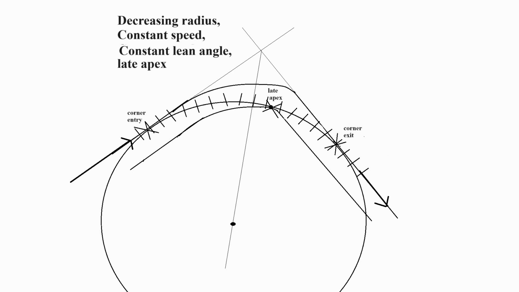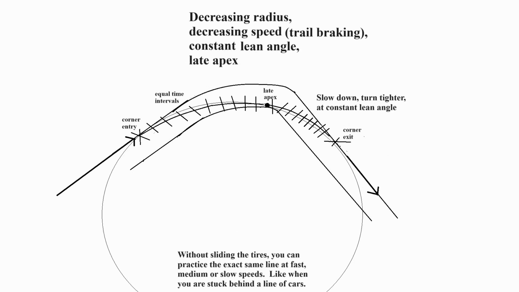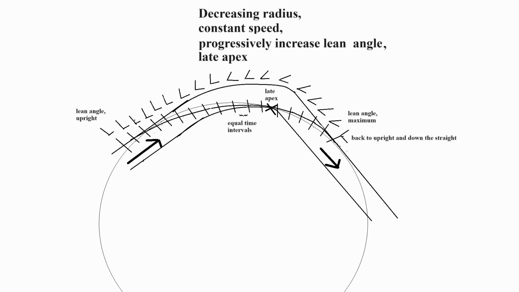Will our angle bisector method work on non-circular arc curves? Yes, it will if a circle can be inscribed in the usable area. Note that we have a late apex. It is not in the geometric center of the turn. Hence the phrase, late apex decreasing radius turns. Or you can decrease your speed, trail brake, and turn harder throughout the corner. Or you can progressively lean the motorcycle as you go through the turn.